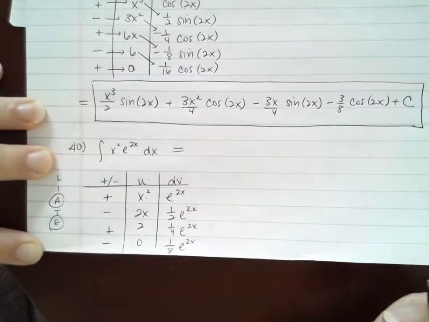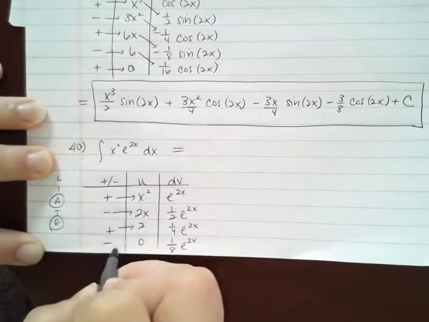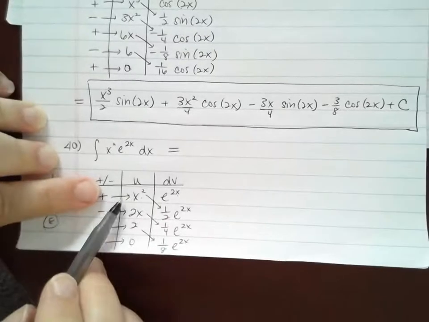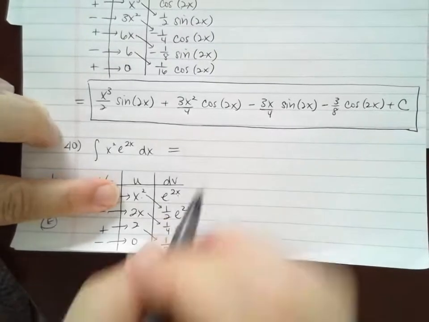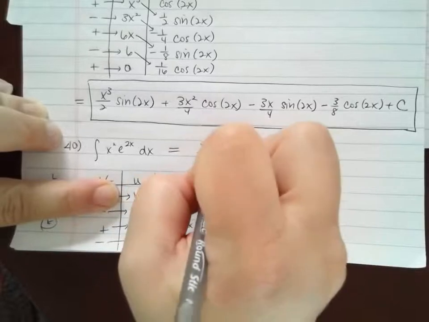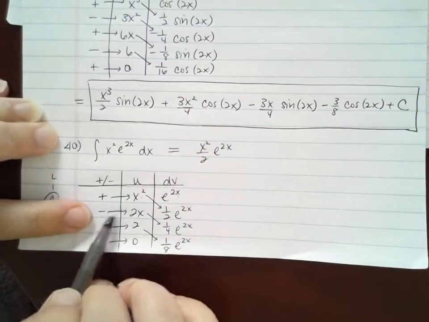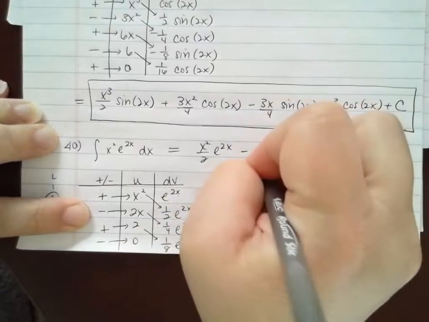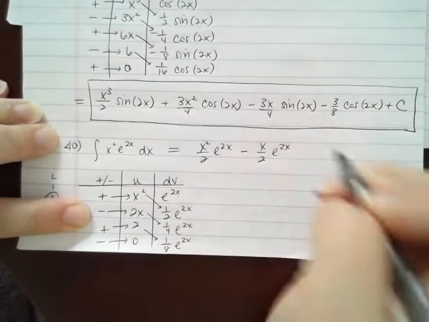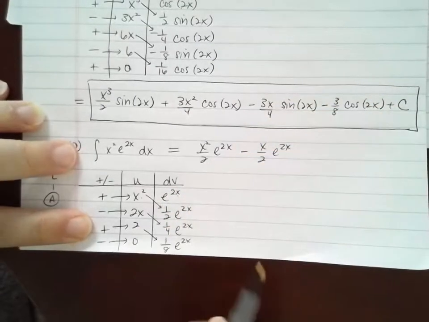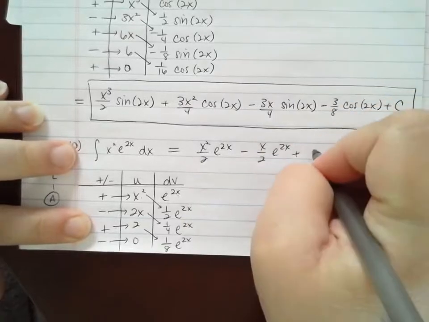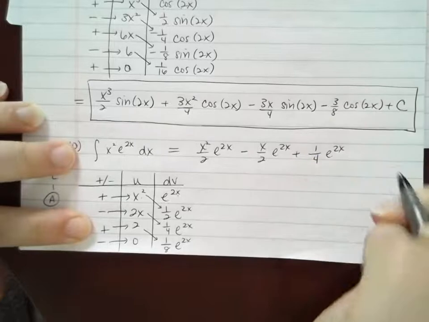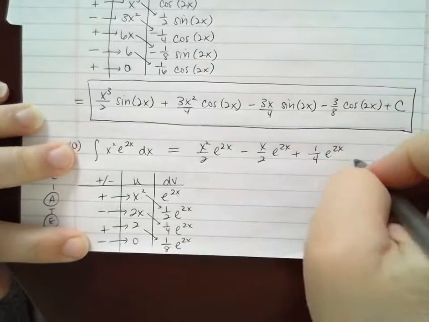For a final answer, x squared times 1/2 e to the 2x, minus 2x over 4 e to the 2x, plus 2 over 8 e to the 2x, minus 0 or plus c.